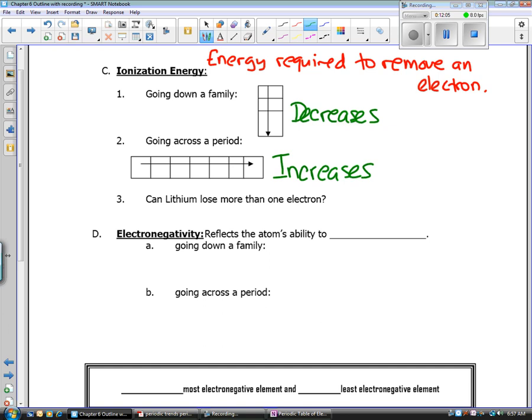They want to gain an electron. They don't want to lose one. So as you go across, the energy is going to increase, because the atom itself is getting smaller. It's going to be easier for the protons to hold on to them.